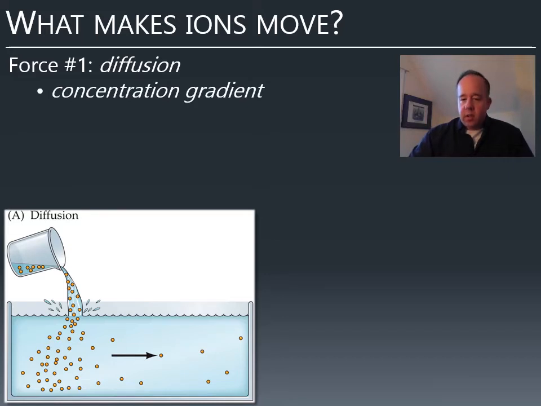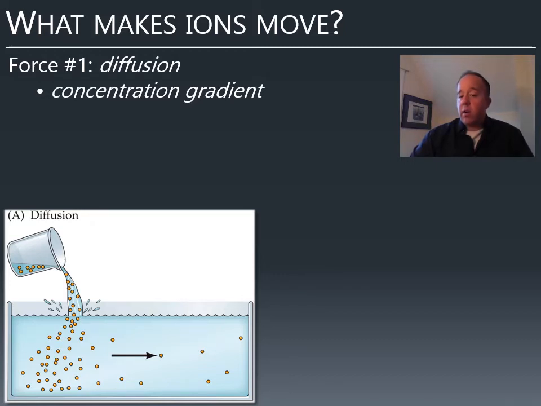The difference between the concentrated region and the non-concentrated region, we refer to as a concentration gradient. All that means is there's a difference. Sort of like we have an electrical potential, we have a concentration gradient. And ions tend to move down their concentration gradient.